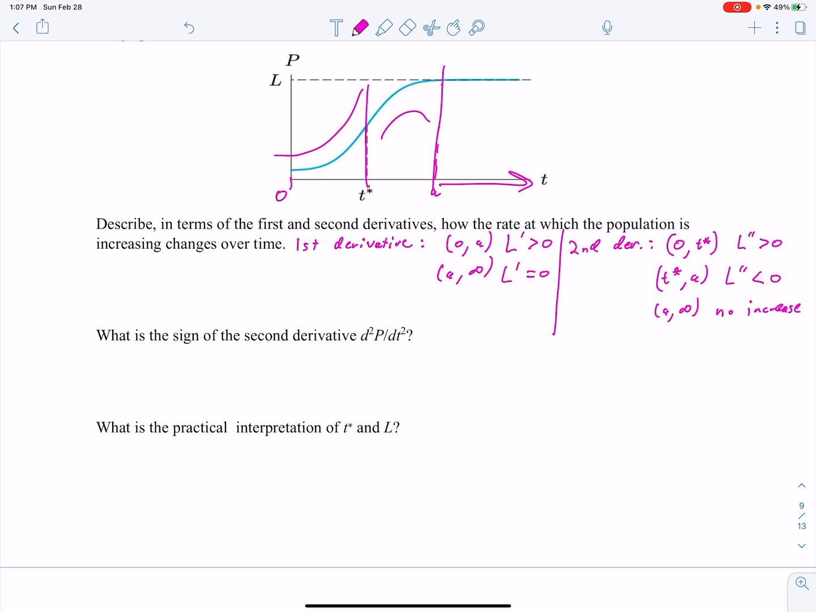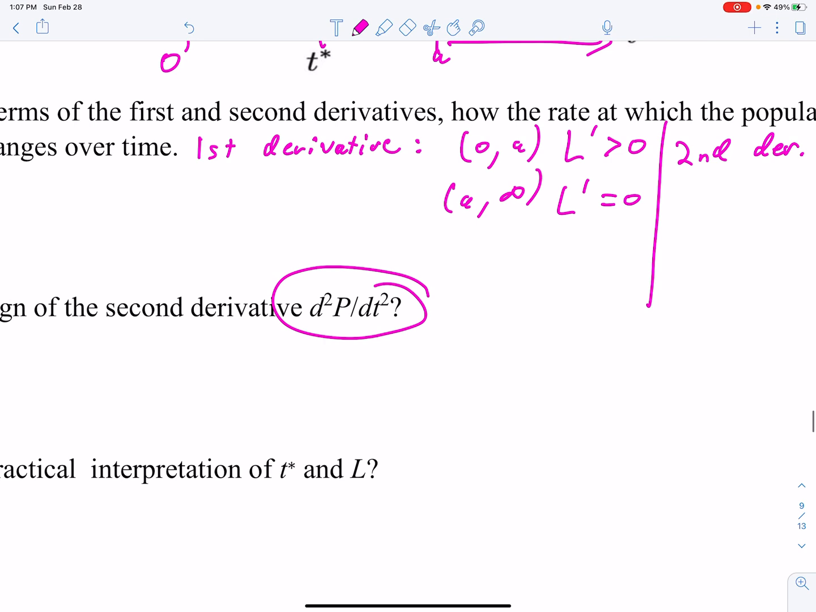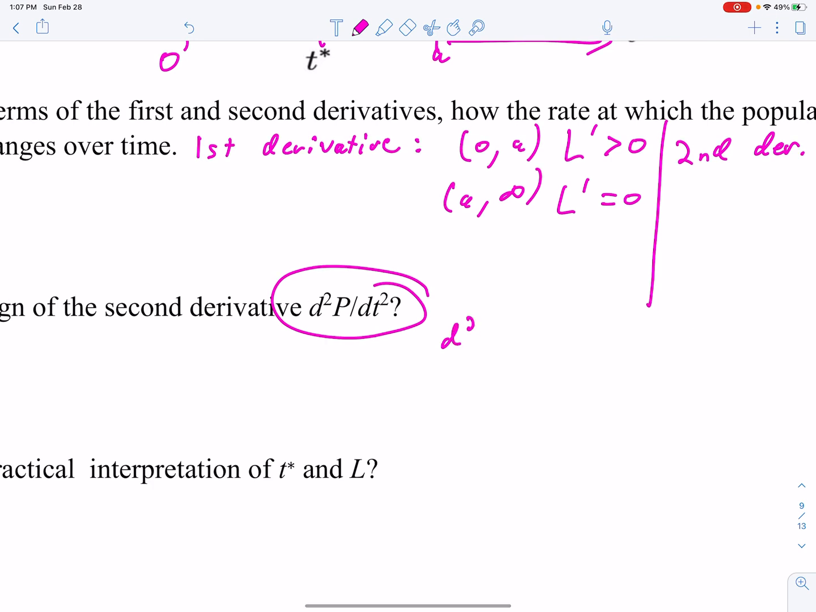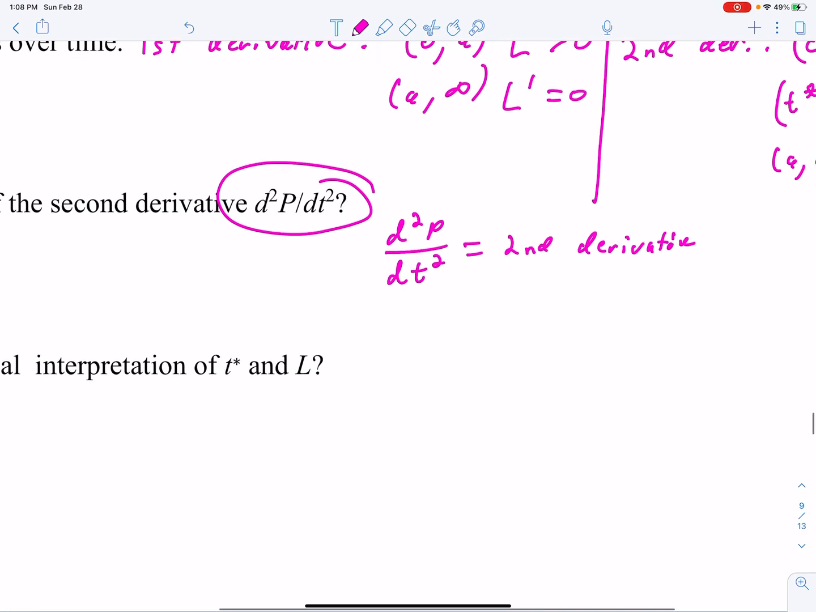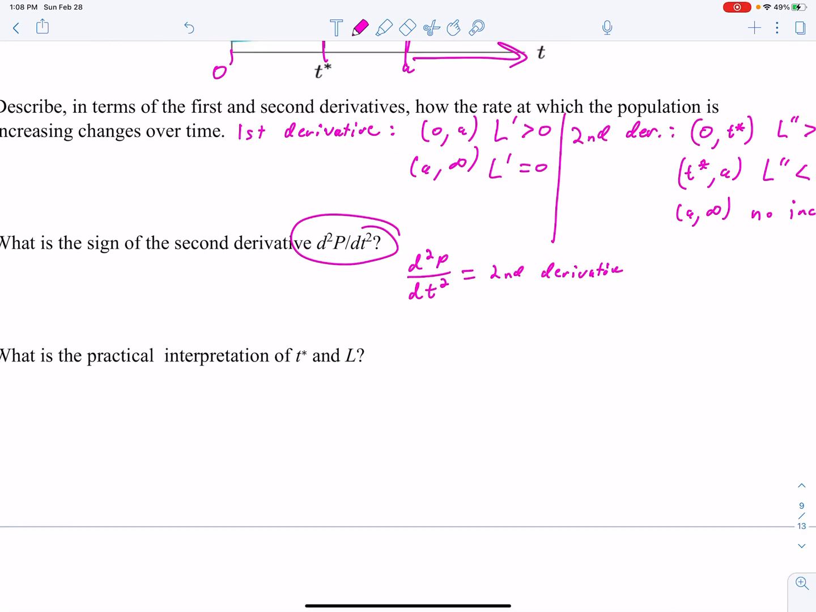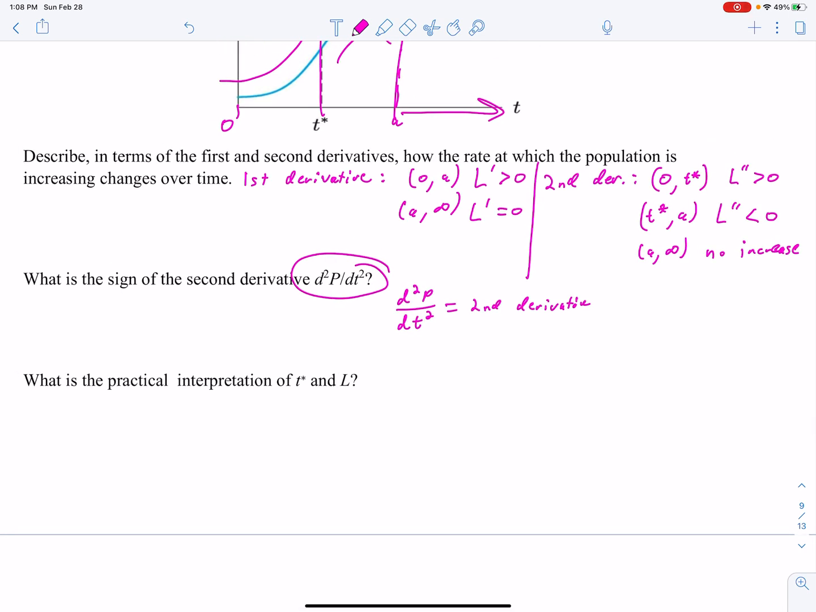And we just went through this. This is just showing you notation. I know this one's kind of weirdly written. It's easier to see it as a stacked fraction. d squared P over dt squared simply means second derivative of P with respect to t. So when you see that, it means second derivative of P with respect to t. And we already went through those signs, right? So what is the sign of the second derivative? Positive from 0 to T star and negative from T star to A.